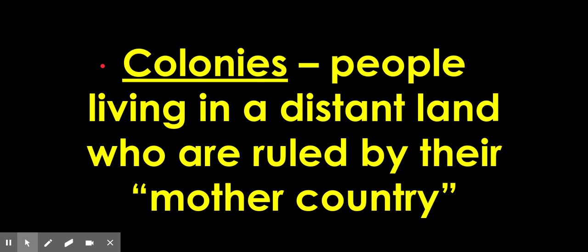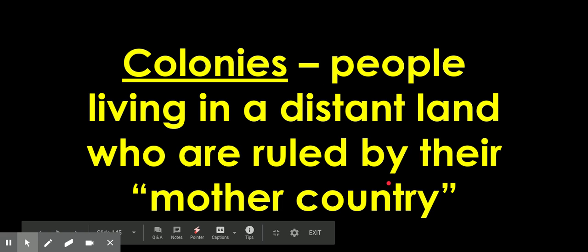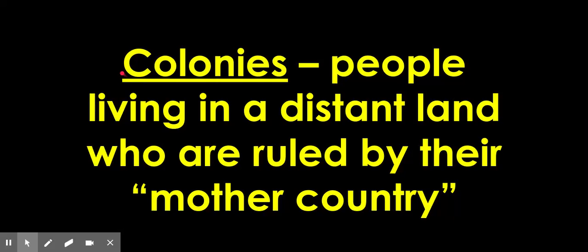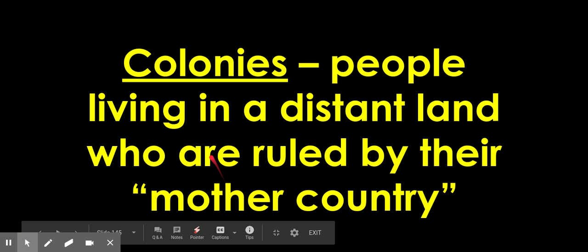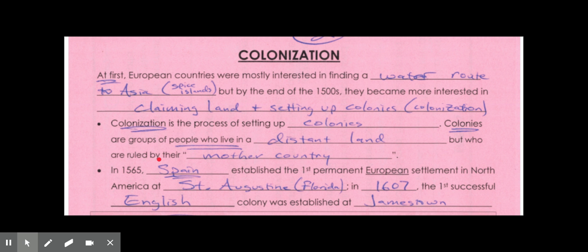Now, colonies is a definition you're going to need to know. People living in a distant land who are ruled by their mother country. Or another way of saying it, people who are ruled by a distant mother country. So, for example, when we're getting a little ahead of ourselves, but when we talk about the 13 British colonies, those are going to be people living in a distant land, America, ruled by a mother country, Britain or England.